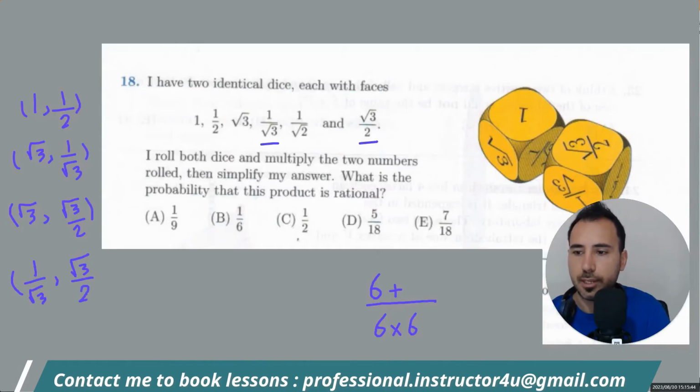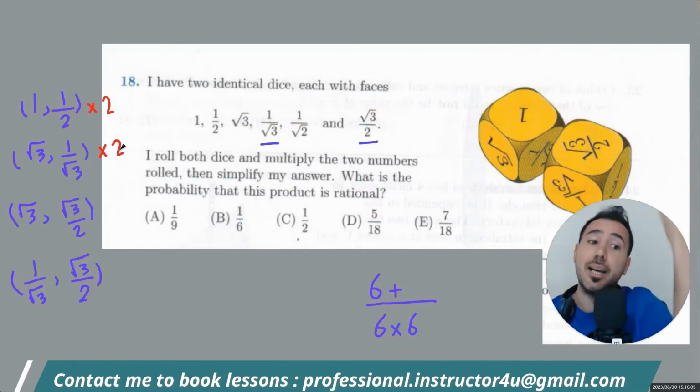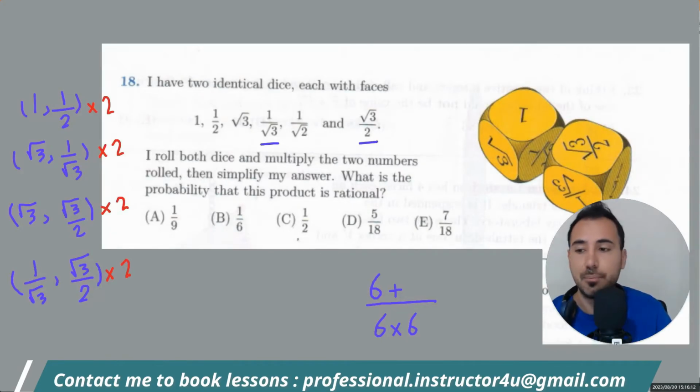If you go on and write 6 plus 4, there you go, you got the wrong answer. So why? Because each of these will happen 2 times. Maybe the first dice is 1, the second one is 1 over 2. Maybe the first one was 1 over 2, the other one was 1. So each of these has 2 times chance of happening, right? Maybe the first one is this, the second one is this, or the other way around. So plus these 4, each one multiplied by 2.